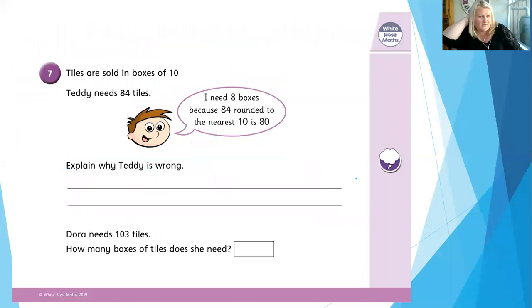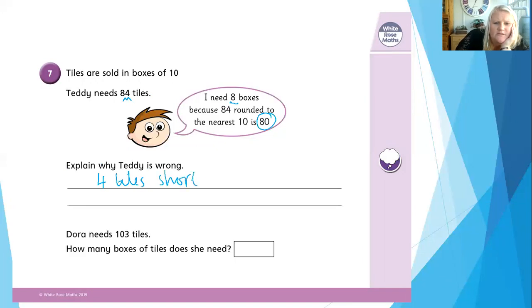So let's talk it through. Tiles are sold in boxes of 10 and Teddy needs 84 tiles. "I need 8 boxes because 84 rounded to 10 is 80." Why is he wrong? Yeah, because he would be 4 tiles short. For that situation, he'd need to round up and break the rules.